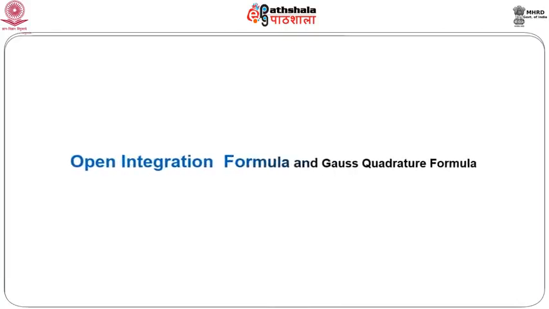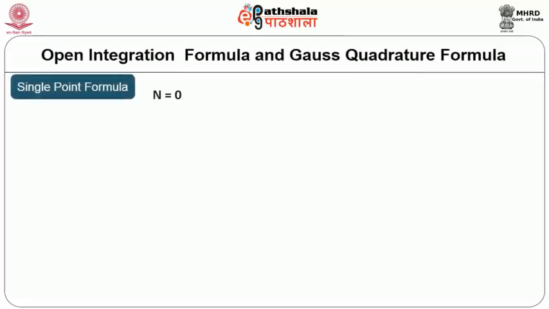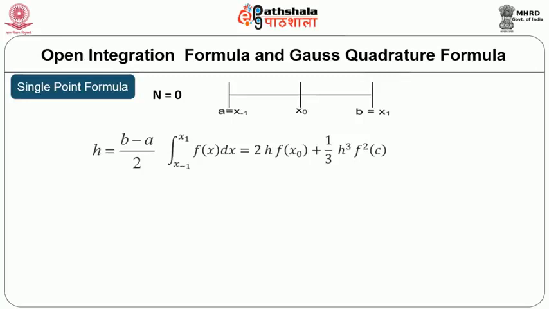Let us begin with the simplest case, and that is n equal to 0. So, only one point x0, the interval is a to b, x0 is the midpoint, a is x minus 1, b is our x1, and h I can say is b minus a upon 2. And here the integral from x minus 1 to x1 of f(x) dx is 2h into f(x0) plus 1 by 3 h cube times the second derivative at the point c. For convenience, we are using the compact form. The last term which you are seeing is the error term, and the integral formula is simply 2h f(x0), which is also called the midpoint rule. x0 is the midpoint of the interval, and the length of the interval is 2h. So, we are simply approximating the integral from x minus 1 to x1 of f(x) dx by 2h into f(x0).